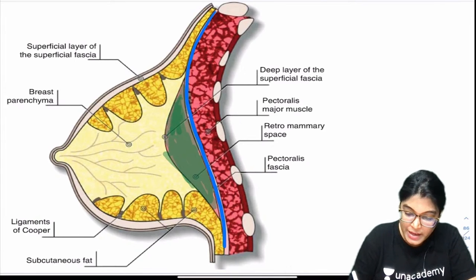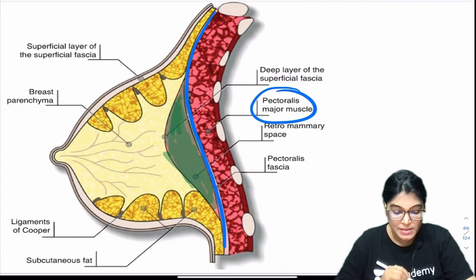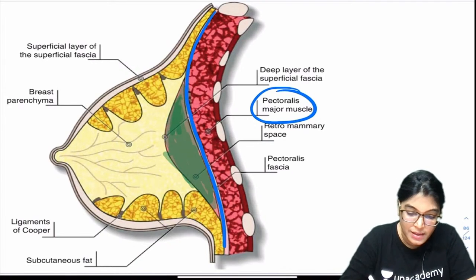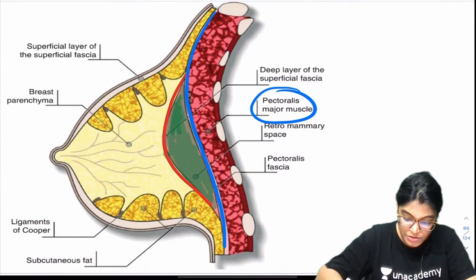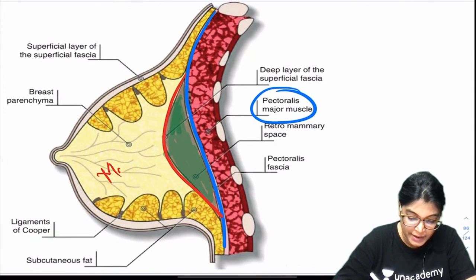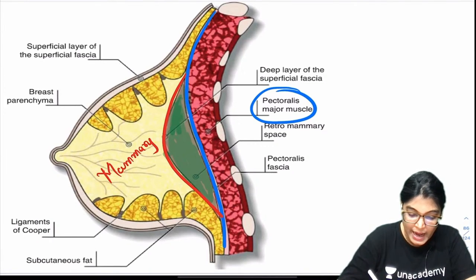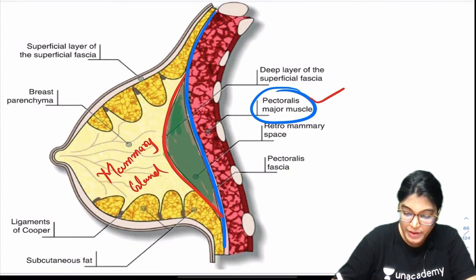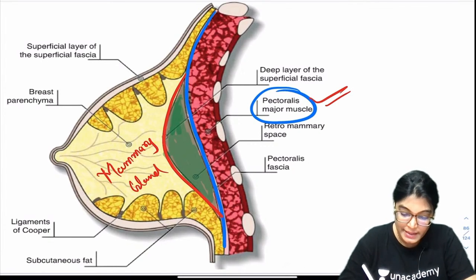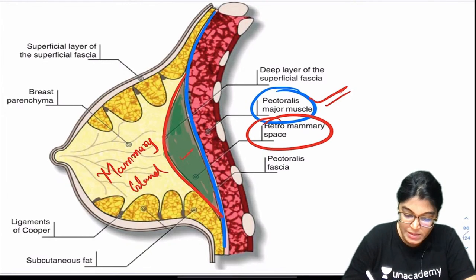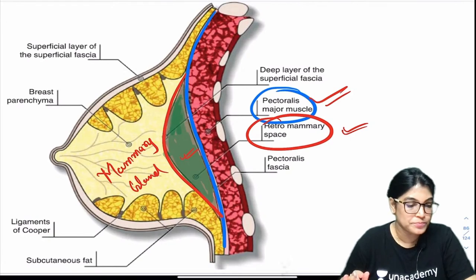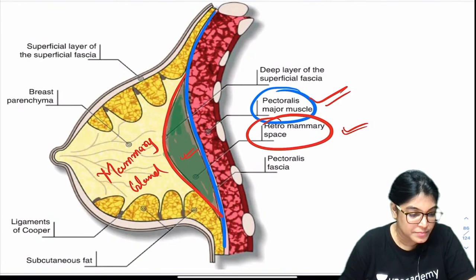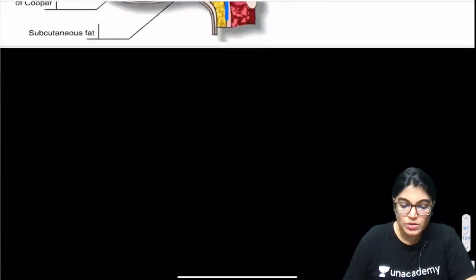Okay, this is the pectoralis major muscle overlain by the fascia, and just anterior to the space, the structure lying is the mammary gland. So, in between the mammary gland and the pectoral fascia, the space which is highlighted in green color is the retromammary space. This is the retromammary space, as clear in this diagram. Okay?